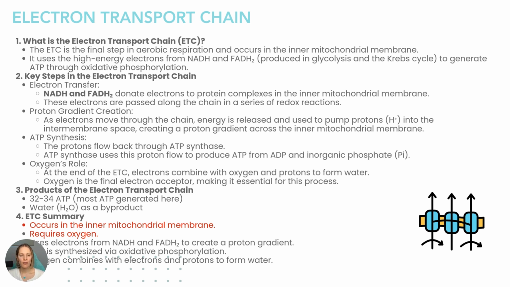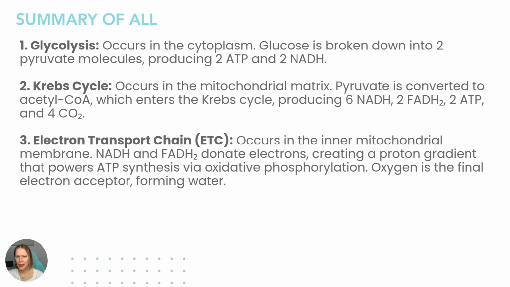Okay. And then, what's the summary? This happens in the mitochondria, requires oxygen, and uses electrons from the NADH and FADH2 to create a proton gradient. The key word here is proton gradient in the electron transport chain. You don't have that anywhere else. And what is that again? It helps to convert that energy, moving things around, and then oxygen combines with the electrons and protons to form water. A lot happening here, a lot.